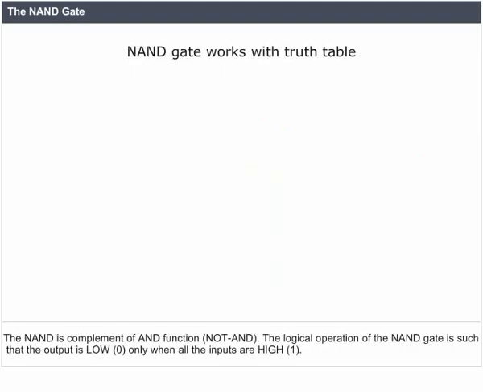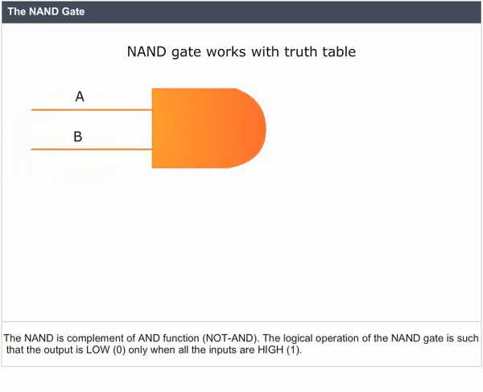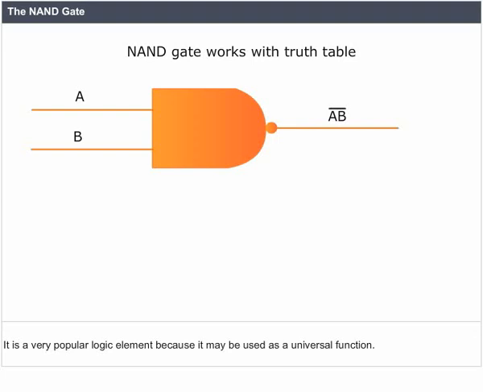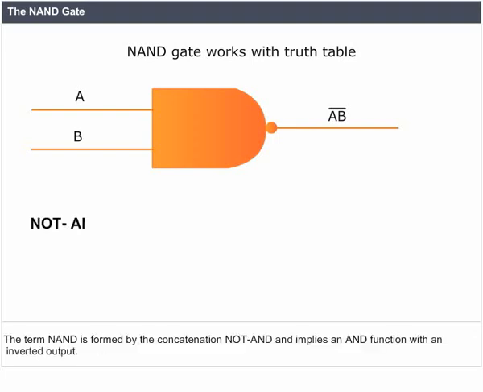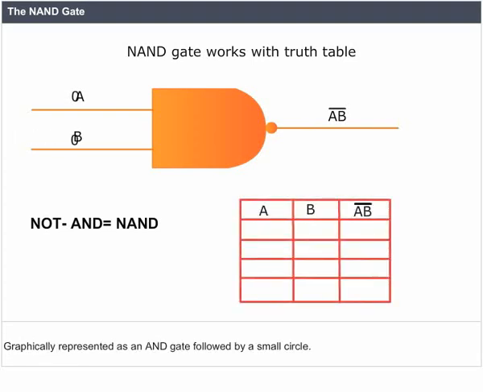The NAND gate. The NAND is complement of AND function, not AND. The logical operation of the NAND gate is such that the output is low, 0, only when all the inputs are high, 1. It is a very popular logic element because it may be used as a universal function. The term NAND is formed by the concatenation of not AND and implies an AND function with an inverted output, graphically represented as an AND gate followed by a small circle. The standard logic symbol and truth table for the NAND gate.